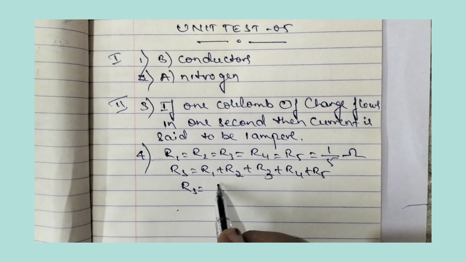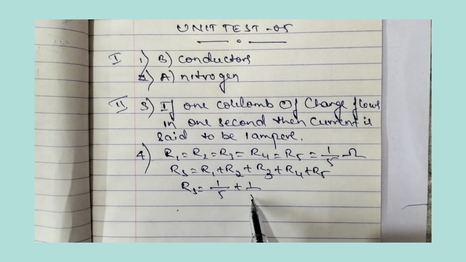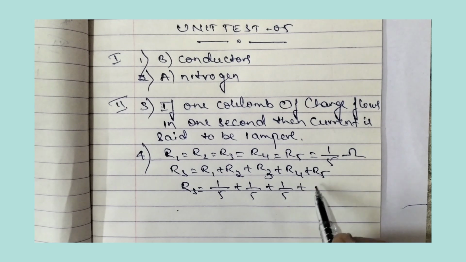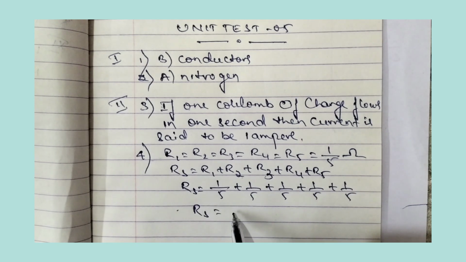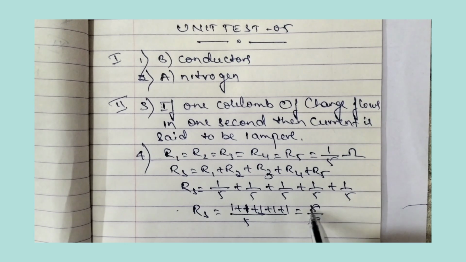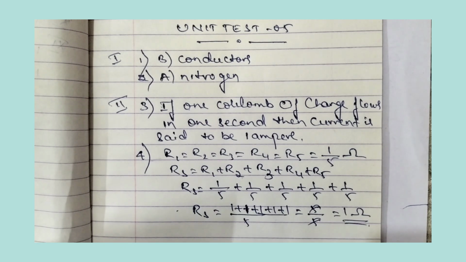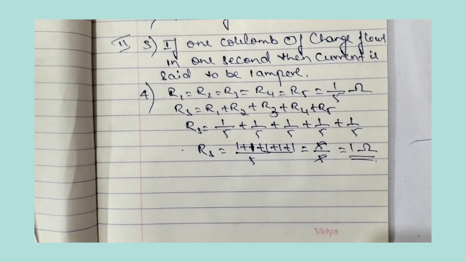So Rs is equal to 1 over 5 plus 1 over 5 plus 1 over 5 plus 1 over 5 plus 1 over 5. The denominators are the same, therefore add the numerators: 1 plus 1 plus 1 plus 1 plus 1, which is equal to 5 by 5, which is equal to 1 ohm. So if all the 5 resistors, each having resistance 1 by 5 ohm, are connected in series, the resistance will be 1 ohm.